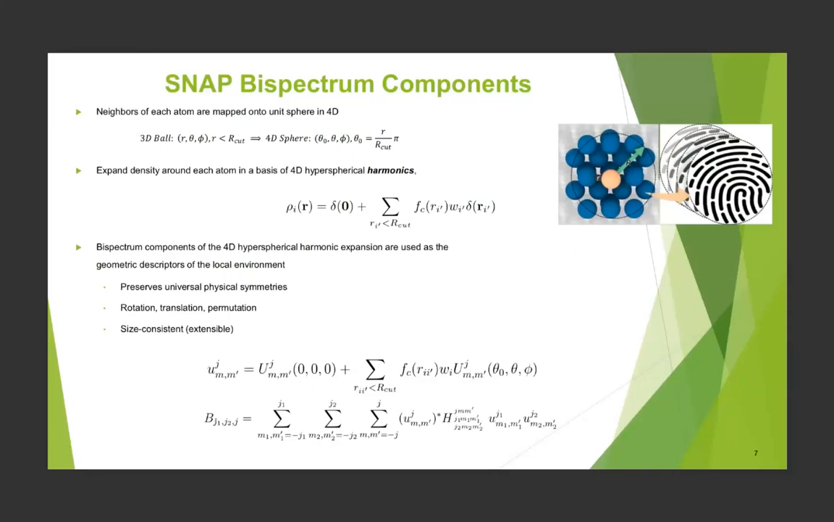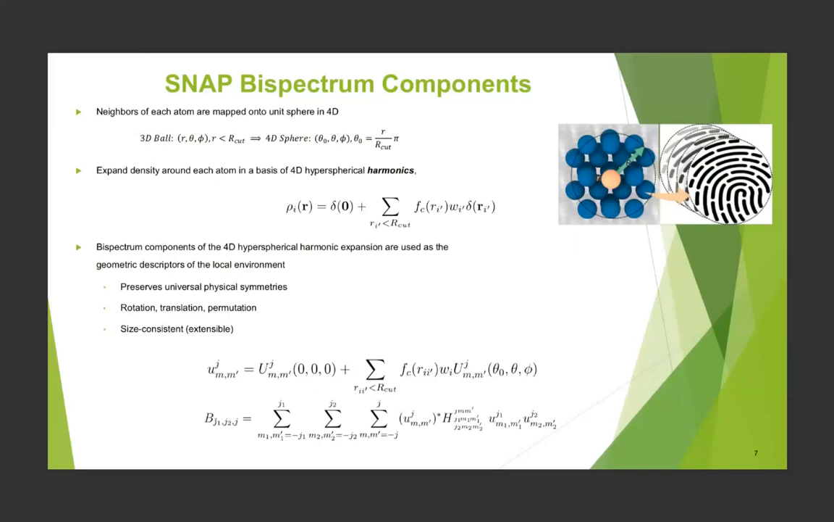So instead of sitting in normal 3D space, now the neighbor atoms are projected onto the surface of a sphere in 4 dimensions that's represented by 3 polar angles. The nice thing about that is by eliminating the radial coordinate, we now have something that is purely an angular representation, and we can actually use 4-dimensional hyperspherical harmonics as a way to expand the density of neighbor atoms on the surface of this 4-dimensional sphere.